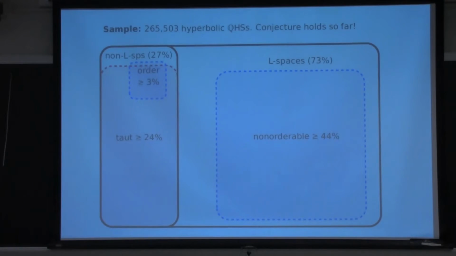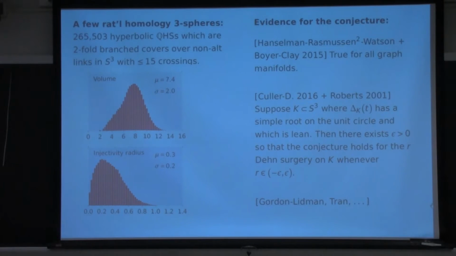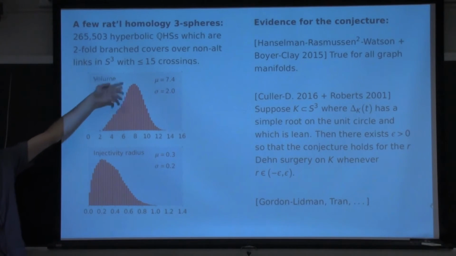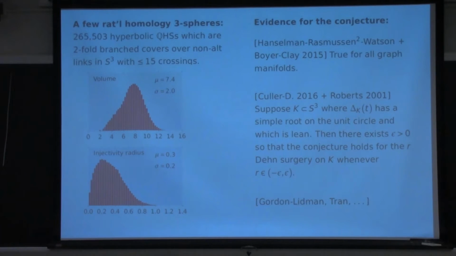Another silly question. How did you pick those 265,000? Well, they were the ones I had lying around. They're twofold branched covers of links with at most 15 crossings. So it's not like you pick all triangulations of manifolds and count them. No, but I would if I could. Enumerating manifolds by triangulations is very difficult. You don't get anything as big as this. Those are too small.